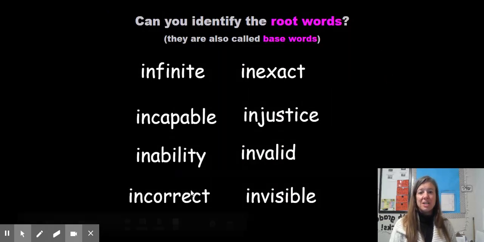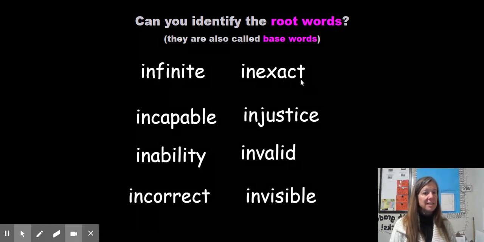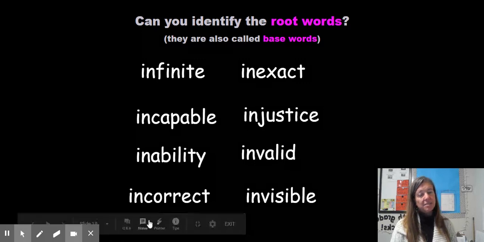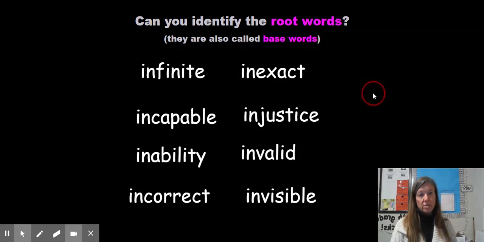All right, so here are some more. Infinite, inexact, incapable, injustice, inability, invalid, incorrect, invisible. They all have the prefix in before the base word.